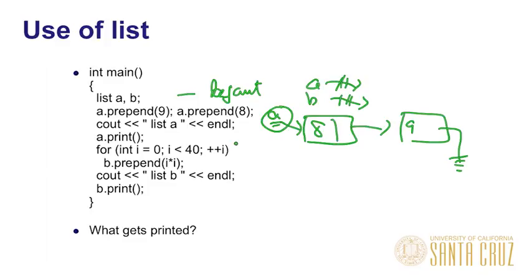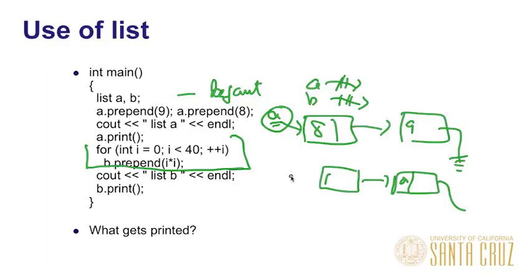And we could print that. Printing that, we would see 8, 9. And then here we're doing a loop where we're doing a whole bunch of prepends. And here we're prepending to B. And notice that we're doing the prepends of values that are squared. So we're getting from 0 up to 39 squared. So we're going to see something that will end up looking like 0, 1 squared, 2 squared, so 2 squared is 4, and so on until we get to 39 squared.